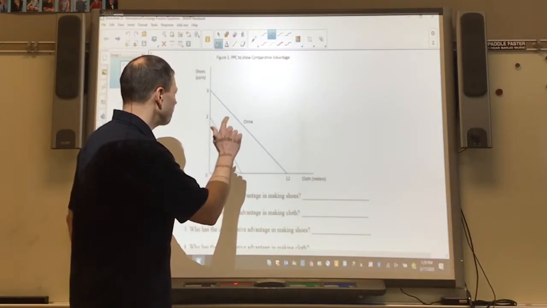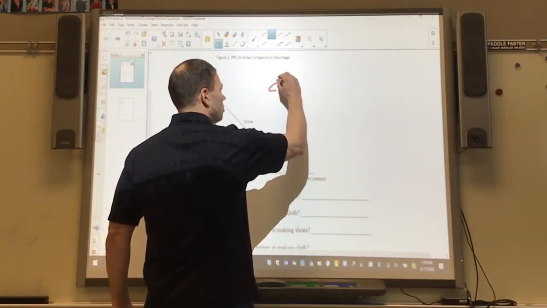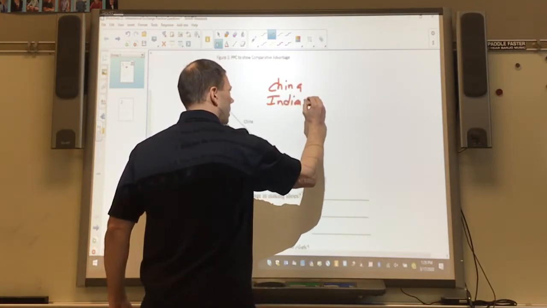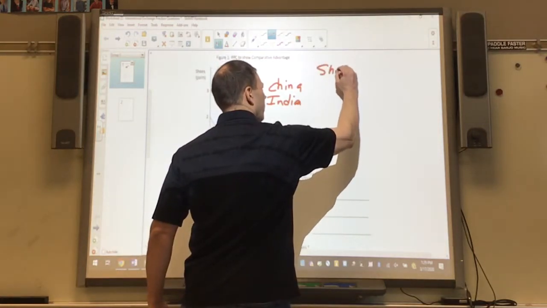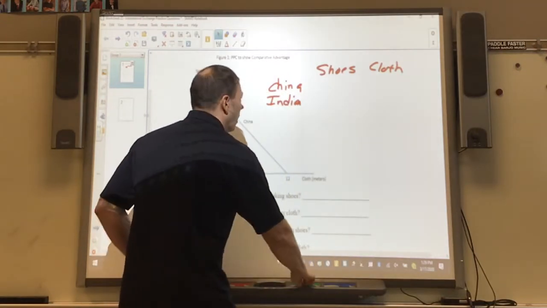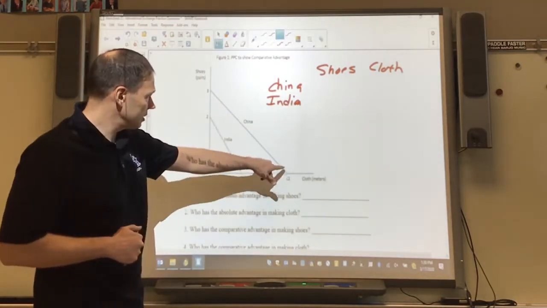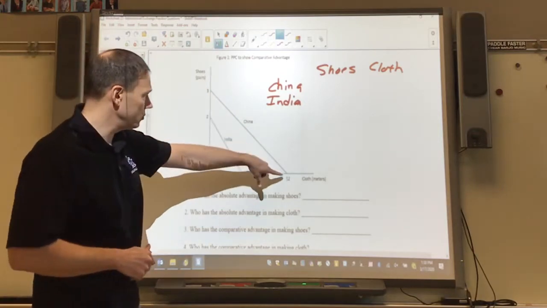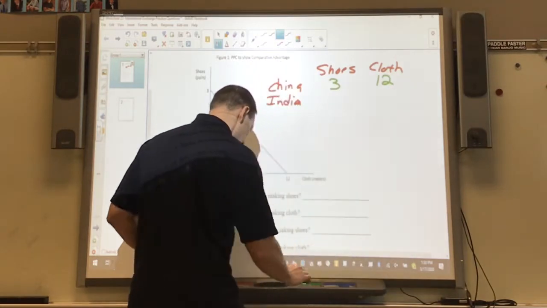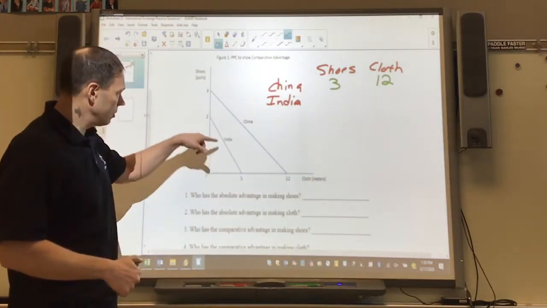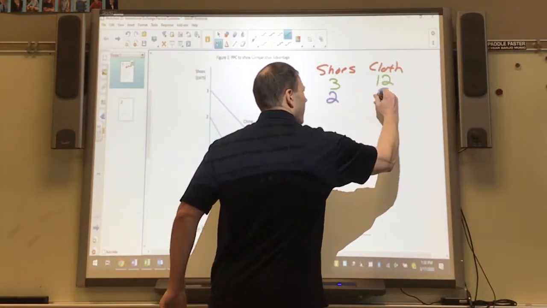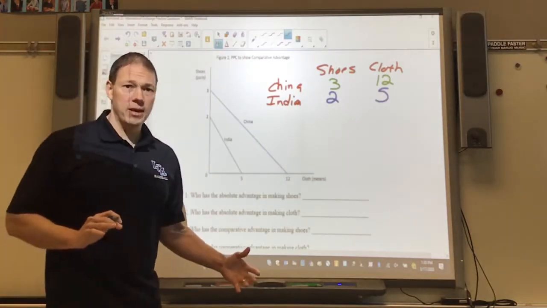So, first you've got China. Again, we got the two countries, China and India, and they can make shoes or cloth. Okay, so according to our chart here, China, which is this line right here, can either make 3 pairs of shoes or 12 meters of cloth, so 3 and 12. And it says that India, according to our line here, can either make 2 pairs of shoes or 5 cloths, so 2 and 5.